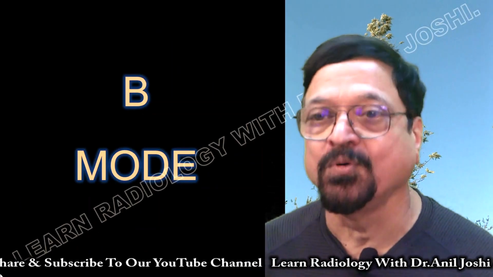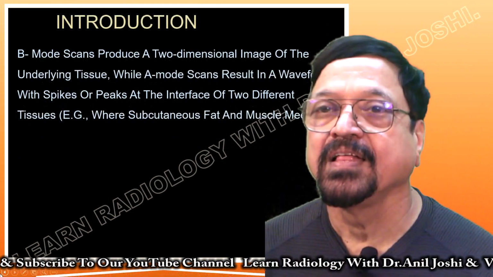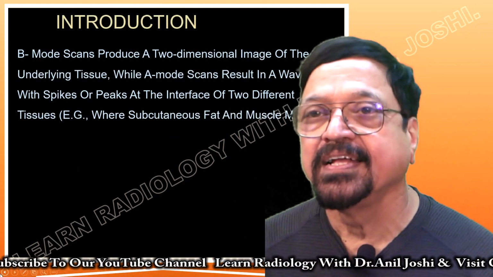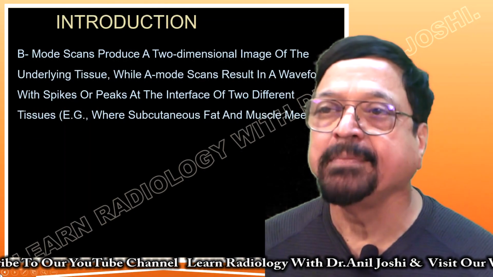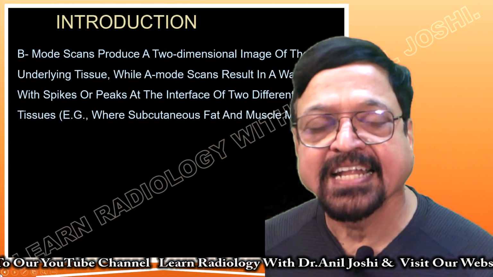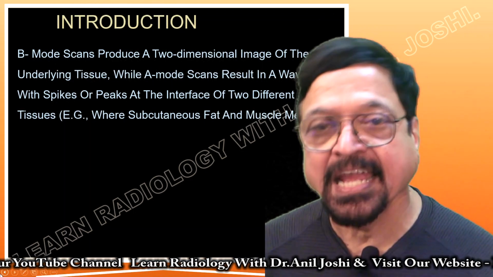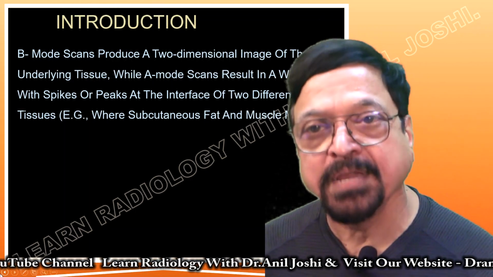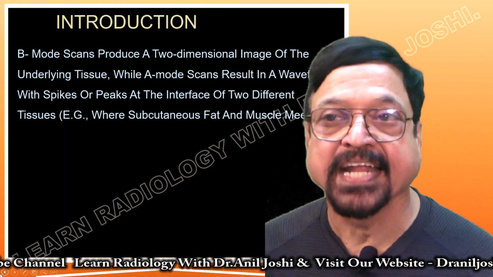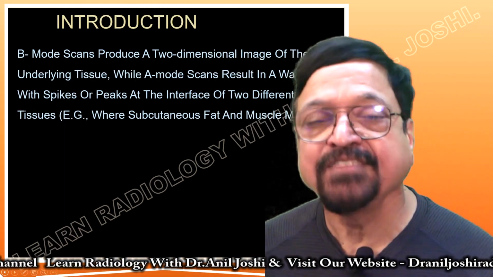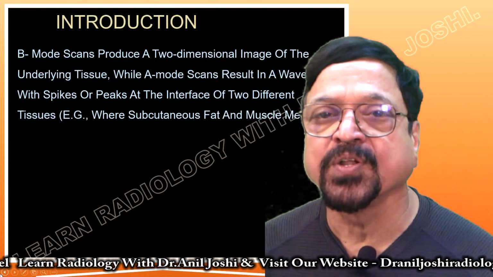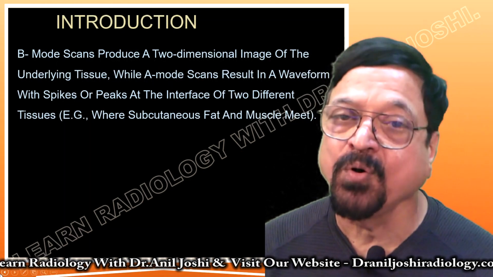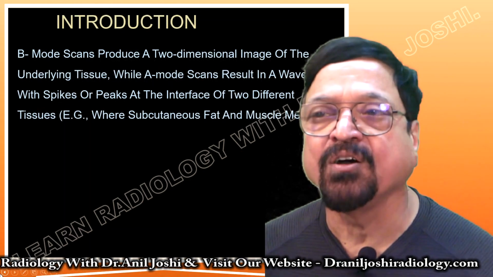Now let's go to the B mode. B mode scans produce a two-dimensional image of the underlying tissues. So what we have seen, A mode, is in one direction. Now we come to B mode, which can show in two directions. That is the difference between these two. A mode was noting only spikes, but in B mode we can get a variety of grayscales.